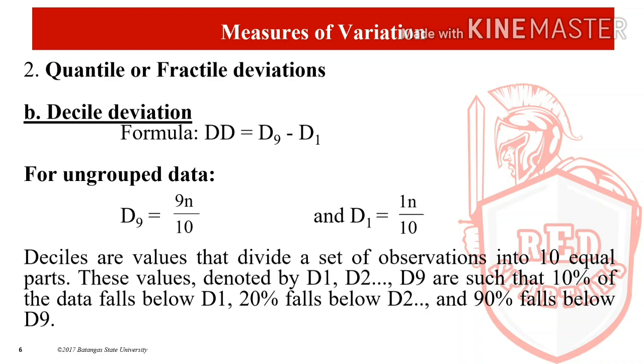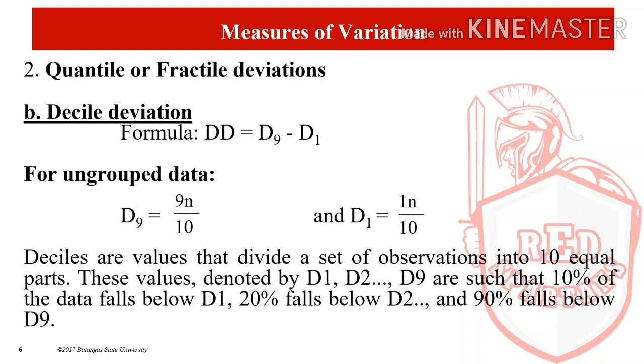So, kunin natin yung D sub 1 and D sub 9. Basta dapat i-arrange muna natin yung values from lowest to highest. So, si D sub 1 equal to 1 times 10, so 1 times 10 is 10 over 10 is 1. And also, D sub 9 is equal to 9 times 10 is 90 over 10 is 9.